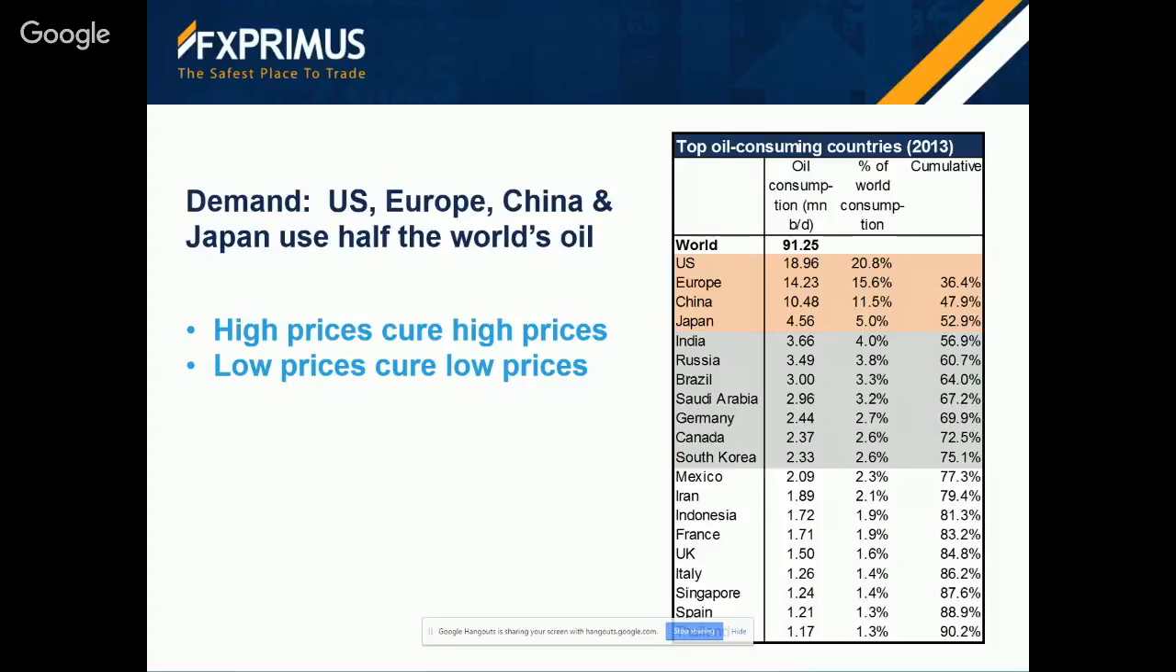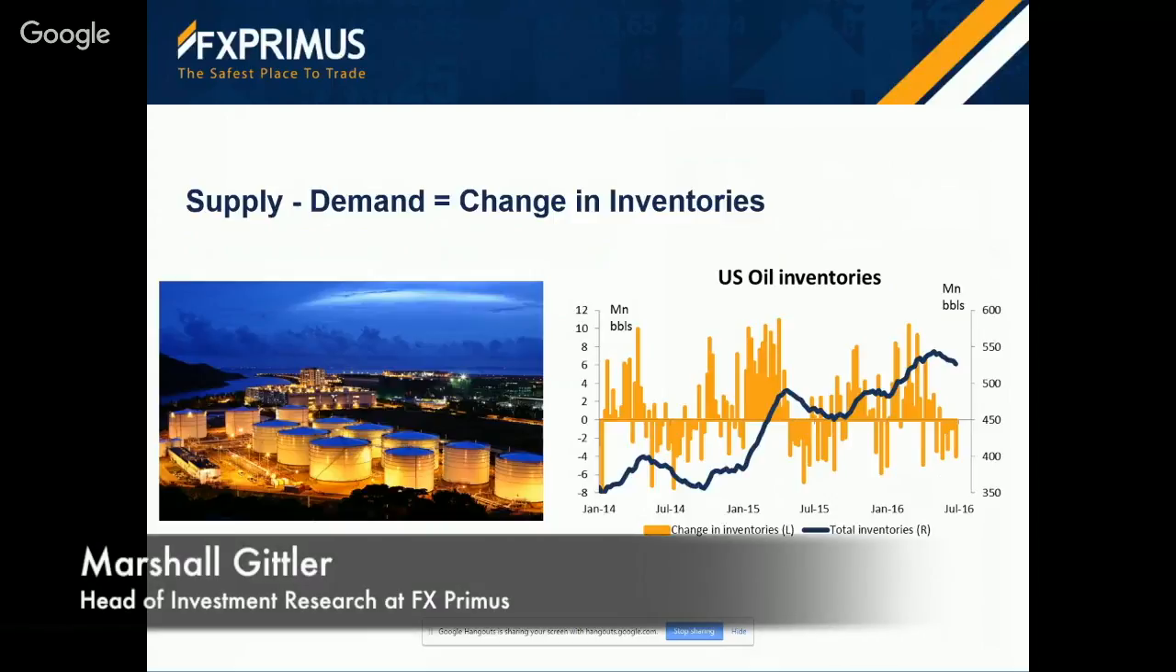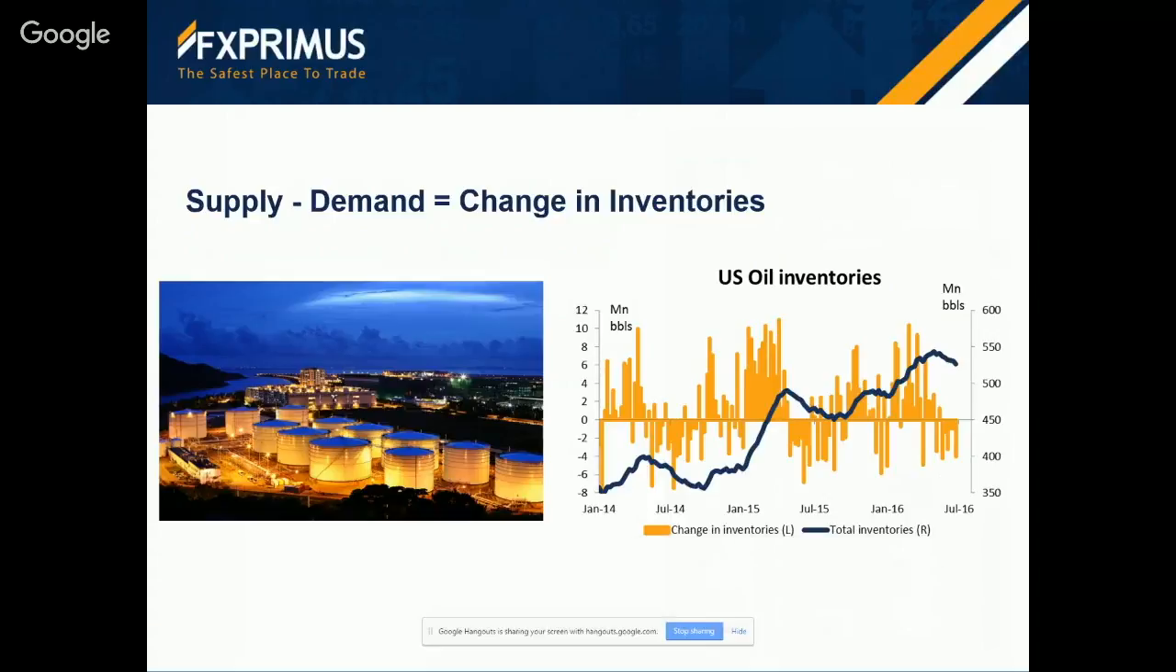Now, how do we judge the supply-demand balance in oil? It's really hard to see supply on an up-to-date basis. It's really hard, almost impossible, to judge demand on an up-to-date basis. But you can see the balance between the two by looking at the change in inventories.